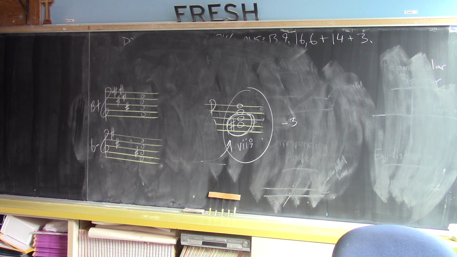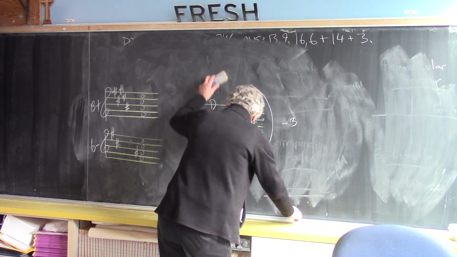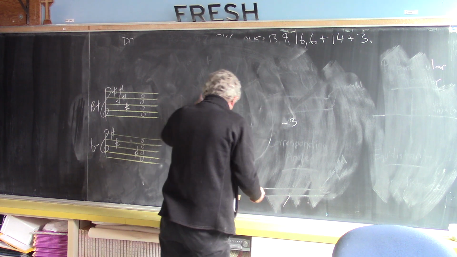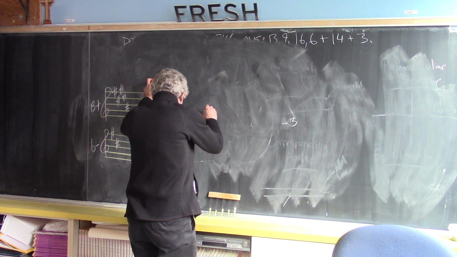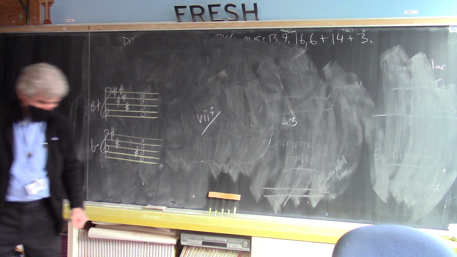Okay. So, if you don't believe me, then you can just keep going. F, go to the next one. F to A flat. Minor third. A flat to C flat. Minor third. All minor thirds. 7 diminished 7. So your answer is 7 diminished 7.